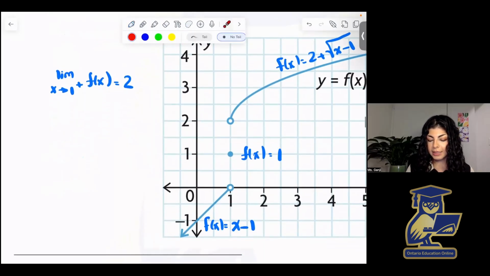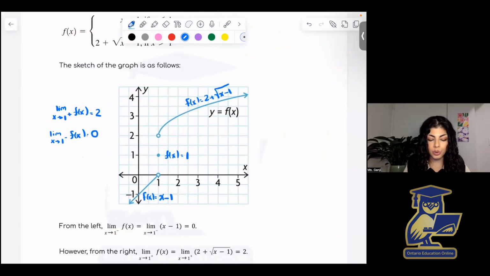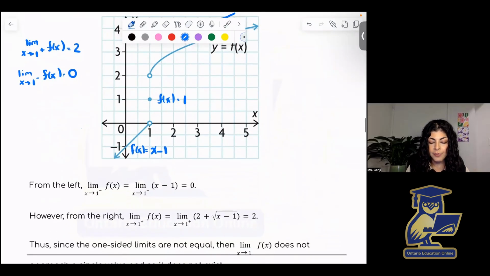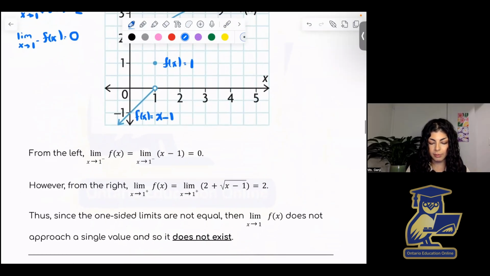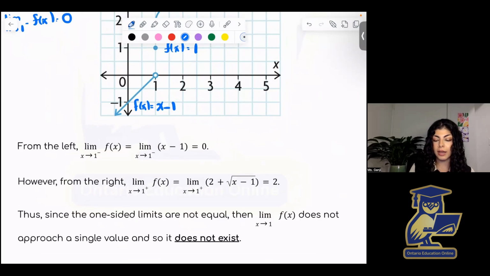And from the left-hand side, we can see that as we are getting closer, the limit of x approaching 1 from the left-hand side of f of x is actually reaching 0. And because these two limits are not the same, as I've shown you here with the calculation, we can say that the limit of the function as x approaches 1 does not exist, because it does not approach a single value.